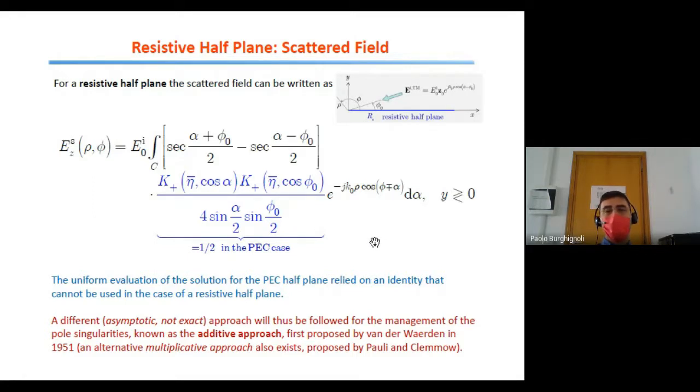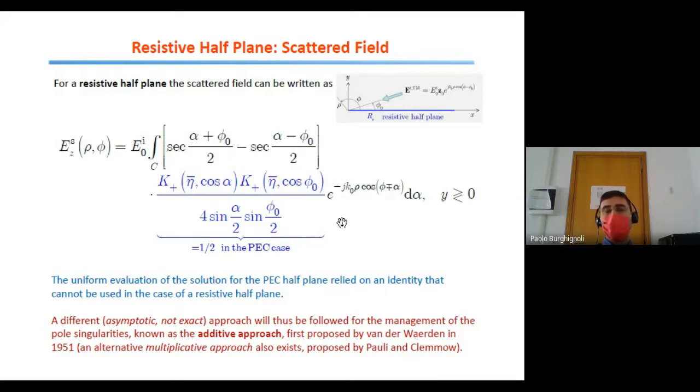Now, because of the presence of this blue part here, we cannot evaluate exactly the integral on the steepest descent path. We don't have only the secant functions and whatever else, so we are not able to close the integrals analytically.